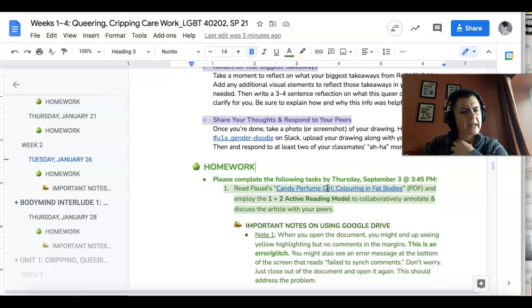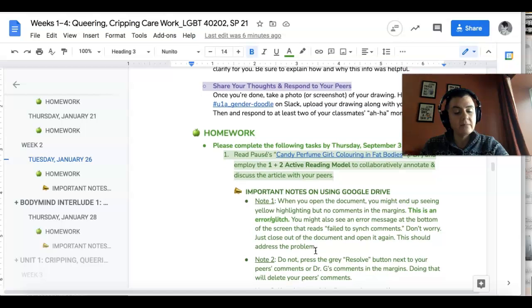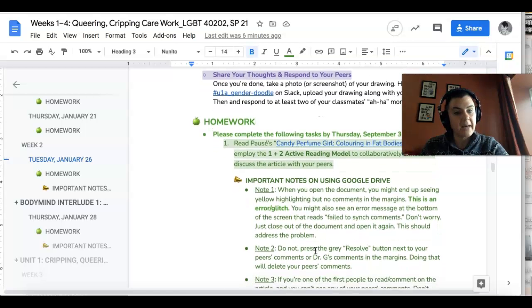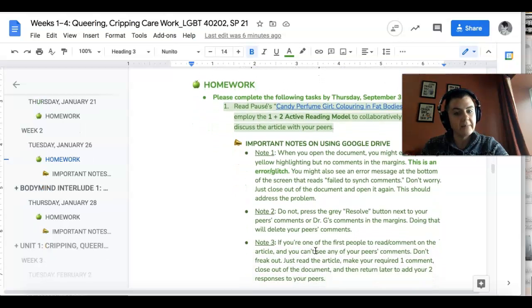Also, sometimes Google Drive is a jerk and you might click on the document and see the yellow highlighting that shows that your peers have been highlighting in there, but you can't see the comments. You might also notice at the bottom of the screen that it says failed to sync comments. Don't worry, just close out of the document and then come back in. And usually you'll end up seeing them on the right-hand side there, okay? And then please don't resolve anyone's comments on the piece.